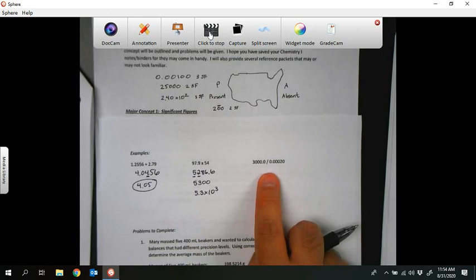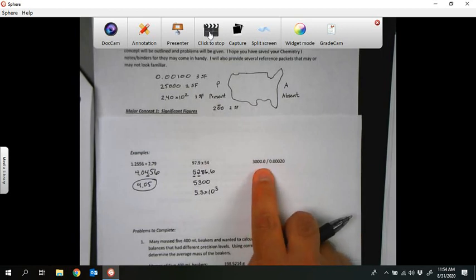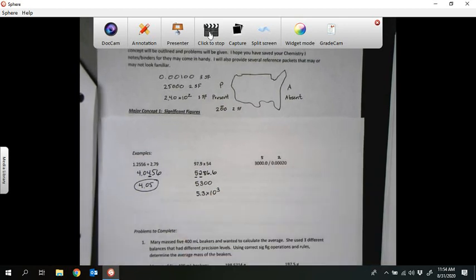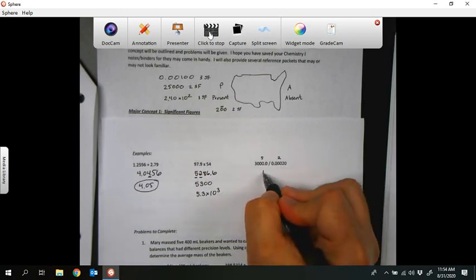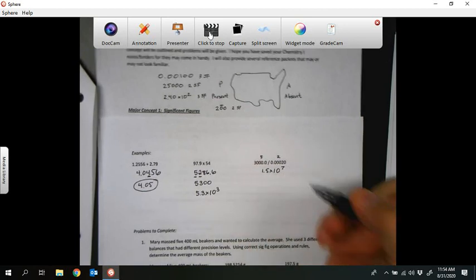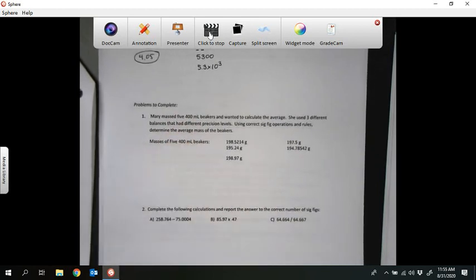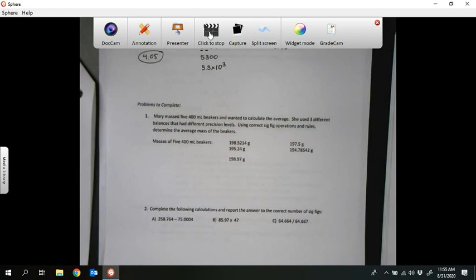For this one, we're dividing, so we have to look at the number. So this number has 5 significant figures. This one has 2 significant figures. And this one, we get a really, really big number in our calculator. And I'm going to put it in scientific notation because it ends up being 1.5 times 10 to the 7th. So what I would like you to do is I would like you to try these problems here. One is kind of a lab one, and number 2 are just some calculations. And I will put up a picture of the answers later.